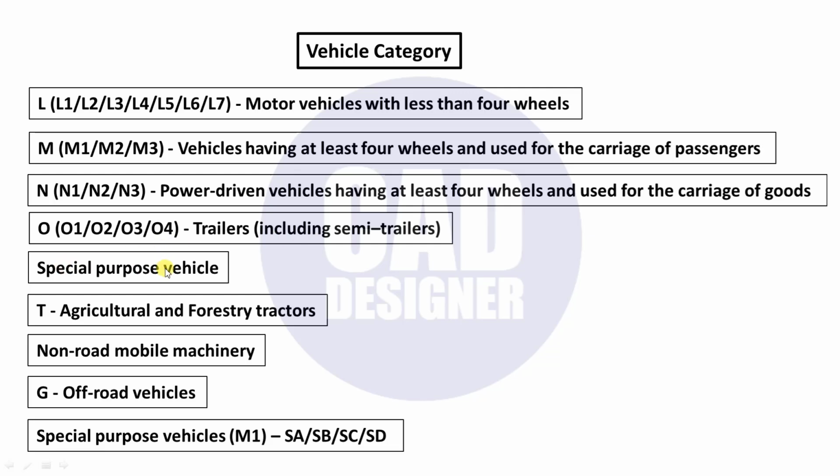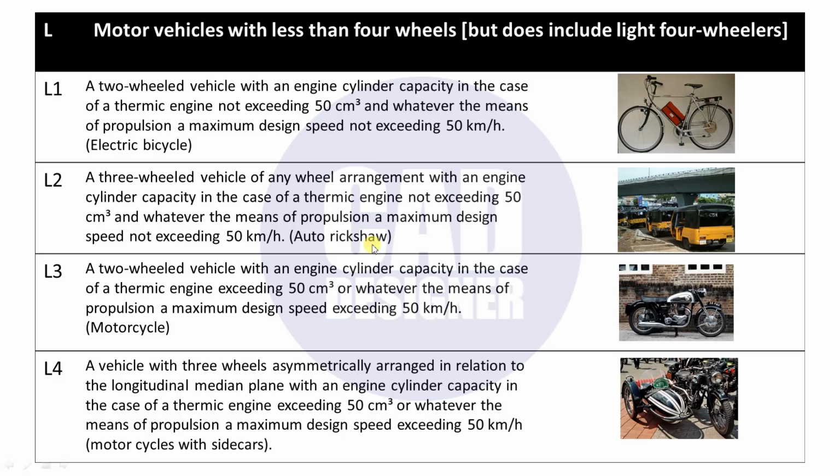Then special purpose vehicle. Then the next category is the T category, agriculture and forestry tractors. Then non-road mobile machinery. Then the G category, off-road vehicles, and at the end special purpose vehicles, which fall in the M1 category. They are again divided into SA, SB, SC and SD. So let's have an in-depth understanding. This is the first category, L.